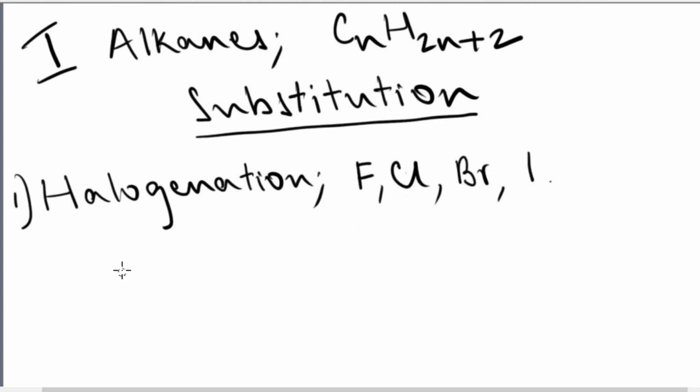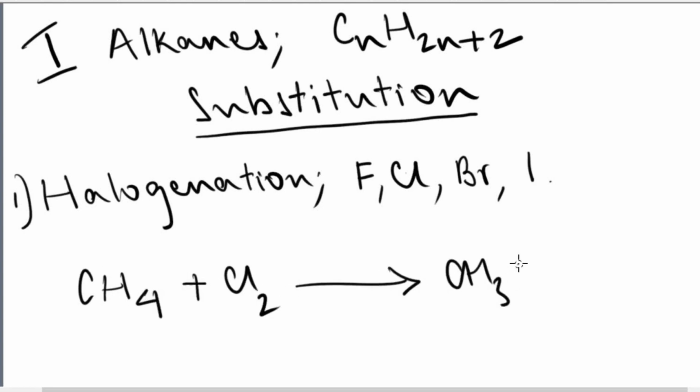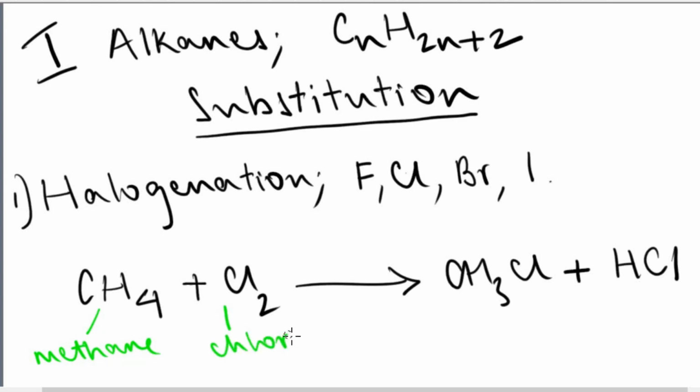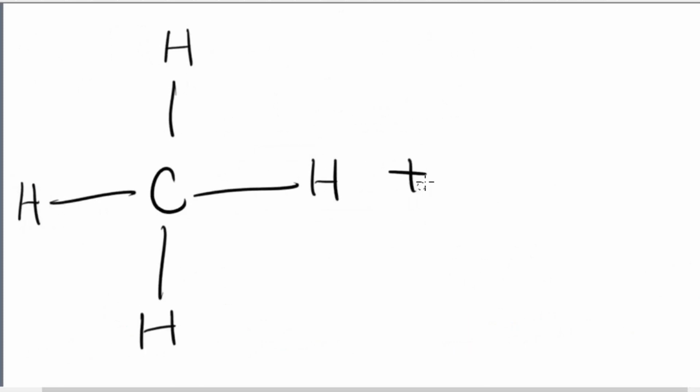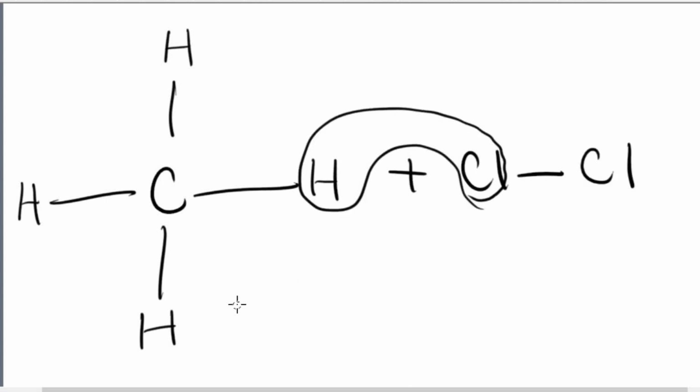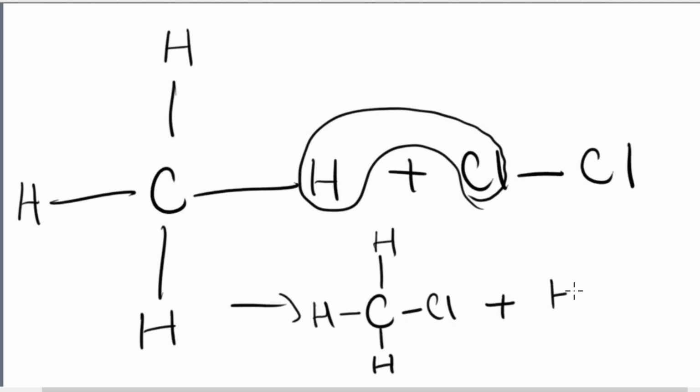So you know our halogens are fluorine, chlorine, bromine, and iodine. So let's say, for example, we have methane and we have chlorine. What do we get? We just substitute one hydrogen and we get chloromethane. And you know hydrochloric acid. Let me show you the mechanism. You just remove one of the hydrogens and substitute it with a halogen, and the hydrogen goes to the chlorine, giving us hydrogen chloride.